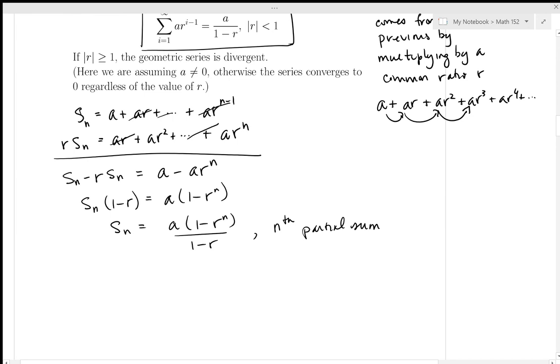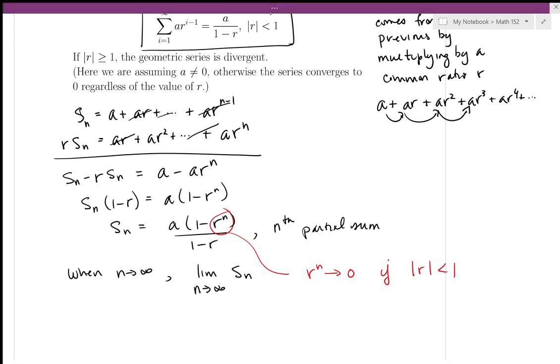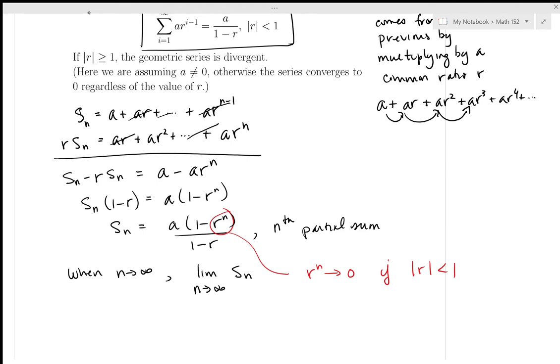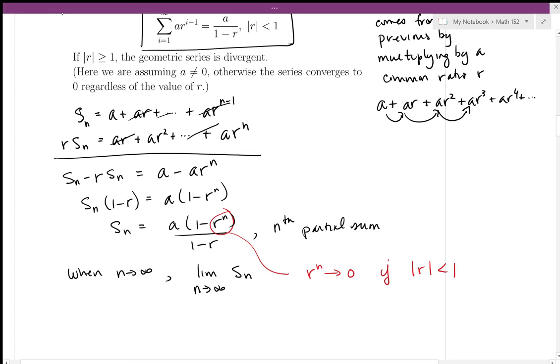Okay, and then I want to know what the sum of the entire infinite series is. So I think, okay, when n heads to infinity, that'll be the complete sum. I'm looking then at taking the limit as n goes to infinity on Sn. And I can see by looking up above that r to the n will head to 0 if the absolute value of r is less than 1. If r is, for example, 3, then 3 squared, 3 to the 4, 3 to the 5, it's just going to keep getting larger and larger. But if you're at 1/3, then you're 1/3, 1/9, 1/27, 1/81, and it gets small quickly.